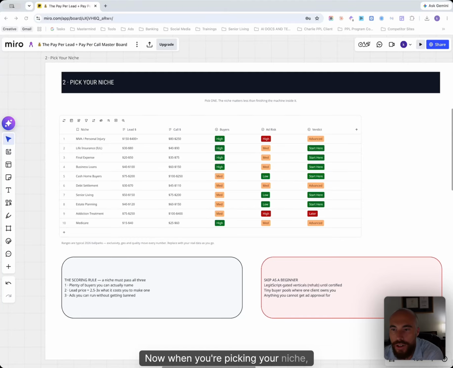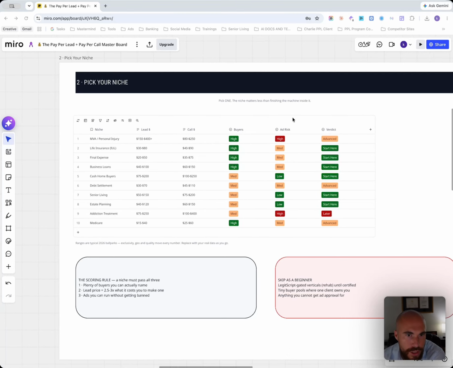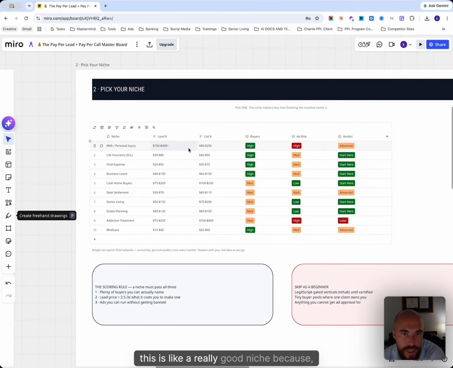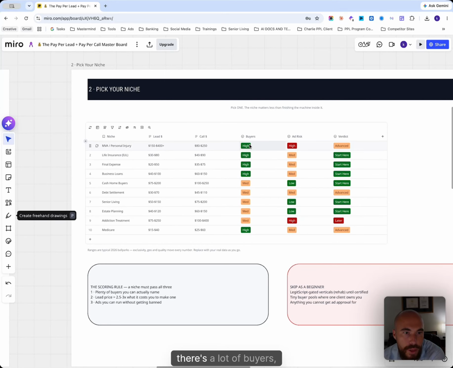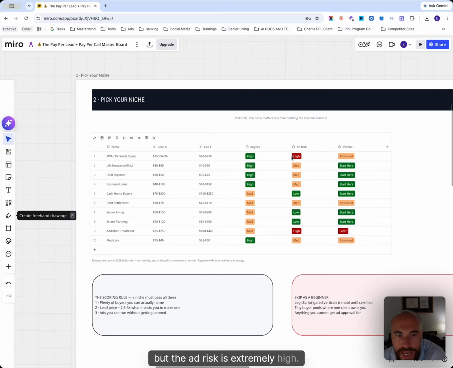Now, when you're picking your niche, you want to basically do math to understand exactly how this works. So first of all, let's see here. MVA is a really good niche because there's a lot of buyers and it's advanced, but the ad risk is extremely high.